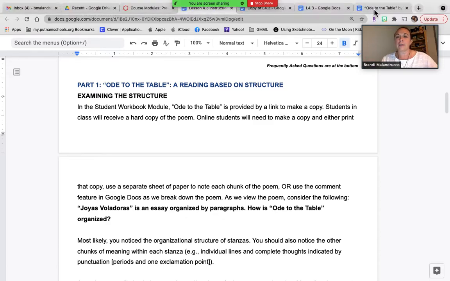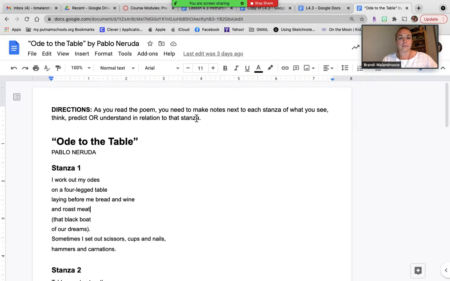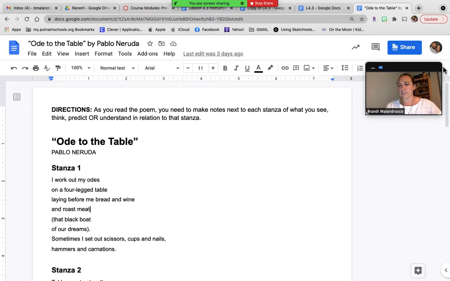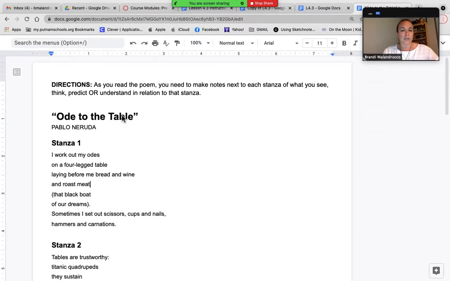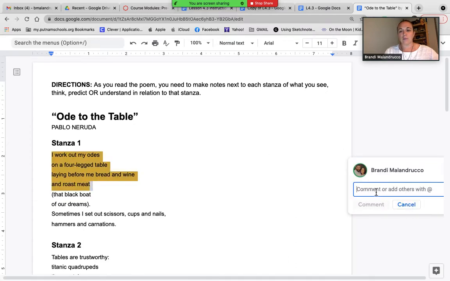So Ode to the Table, I already have it up on my screen here, and I'm going to give myself more room to see real quickly. Apologize. So here's Ode to the Table. So the ways that you can do this is have this open and just have a piece of paper on hand and tell yourself where you broke it down. Another way you can do this is by selecting the pieces you're going to be breaking down. So I'm going to be looking at these first and I'm going to add a comment and I'm going to write my stuff over here in the comment section.